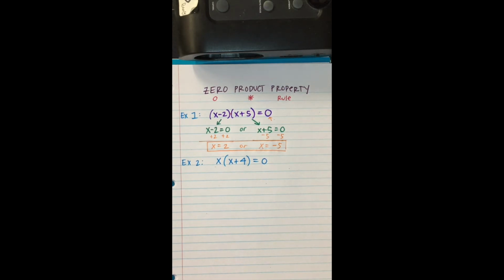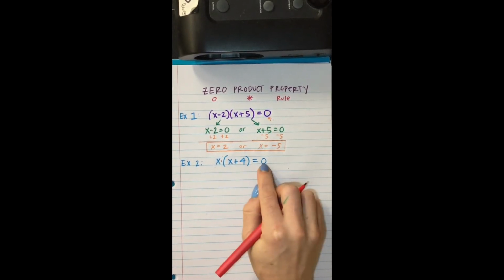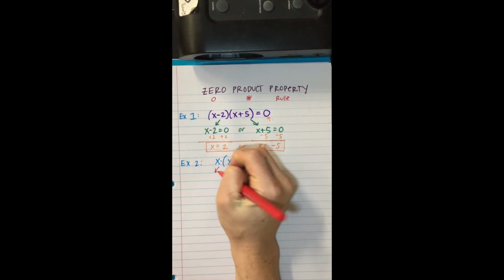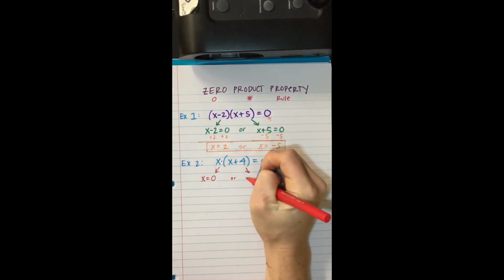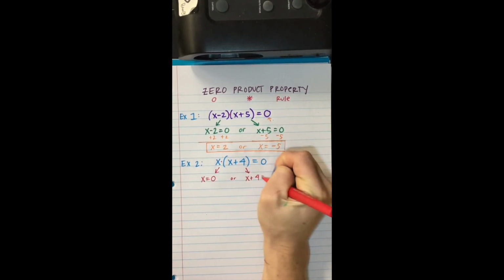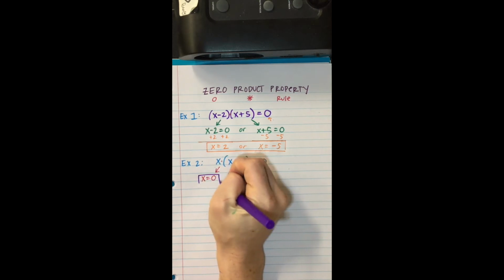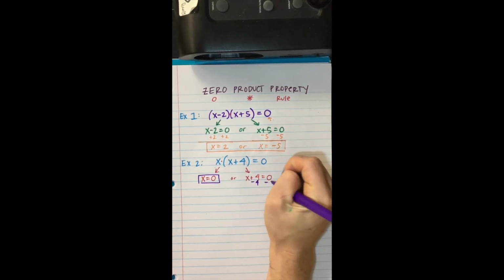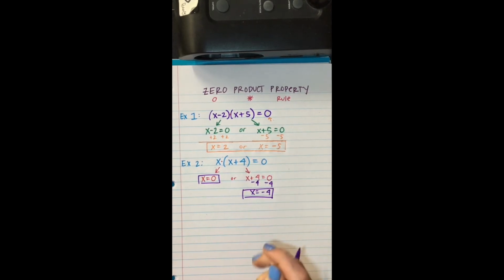Here's another example. Okay, here you might be tempted to distribute, but don't do that. You already have it written as the product of two things, and the answer is 0. So you immediately write your two equations, and then you solve. Well, this one's already done. That's one of your solutions. Your other one is simply x equals negative 4. Either of those would be possible.